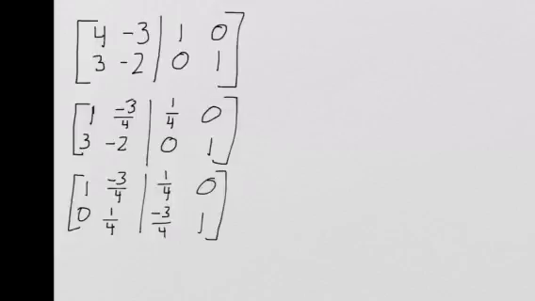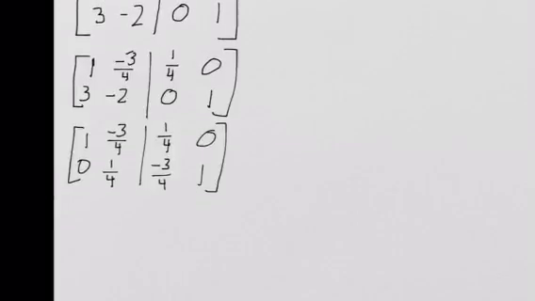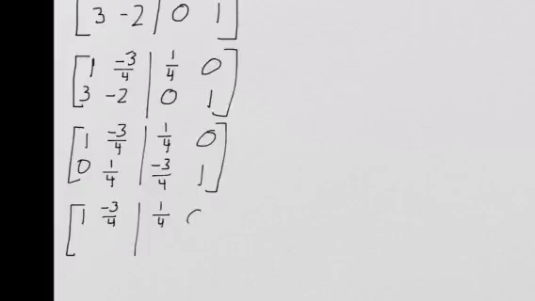And now I want a 1 in that first non-zero entry of the second row, so I'll multiply that row by 4. So I get 1, -3/4, 1/4, 0 in the first row, and then the second row I'm just multiplying by 4, so I get 0, 1, -3, 4.